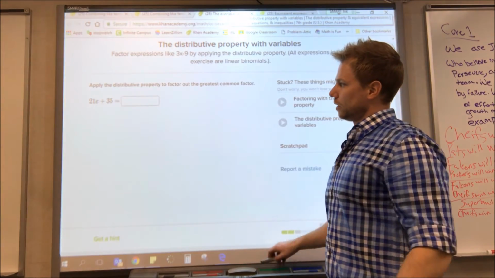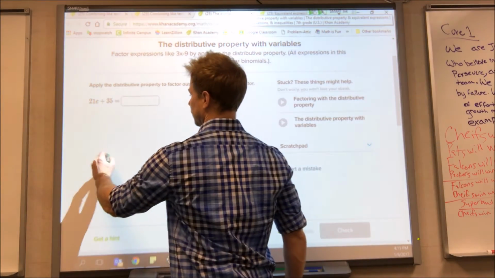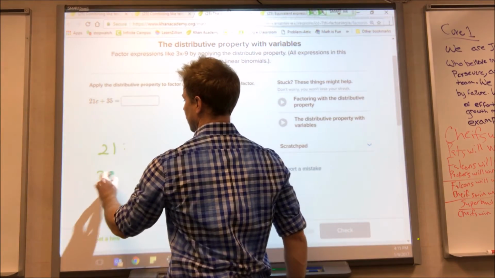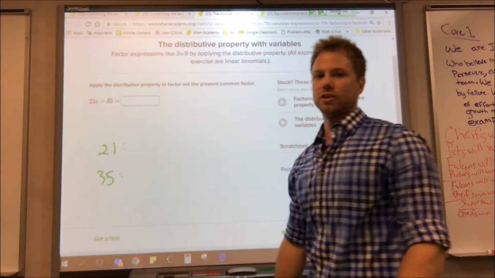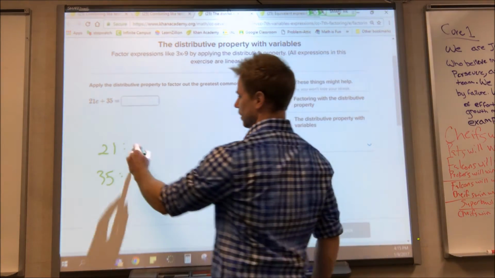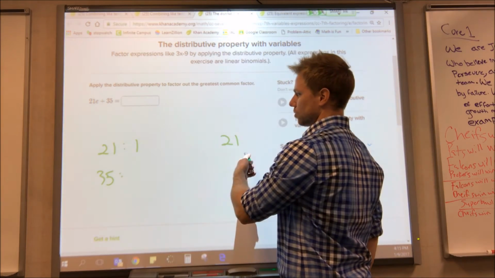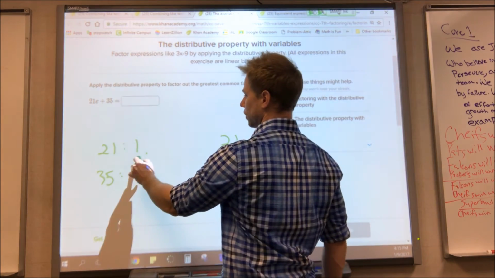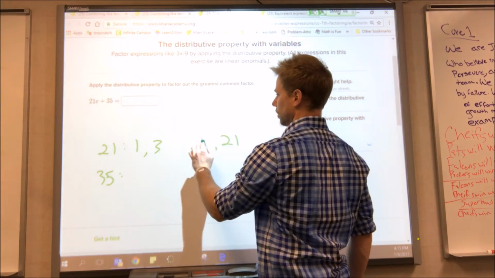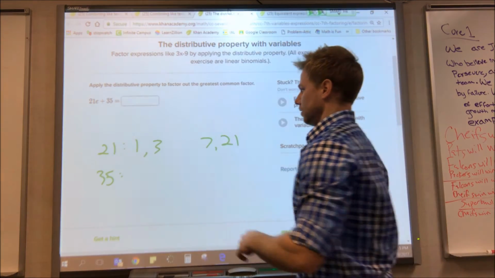Okay, we have 21 and 35. We need to find the greatest common factor. Maybe you can do this just in your head without making the chart or listing the factors, that's fine. But if you can't, list them out. 1 goes into 21 21 times. 2 doesn't go into 21. 3 goes into 21 7 times. 4 doesn't go in, 5 doesn't, and 6 doesn't.